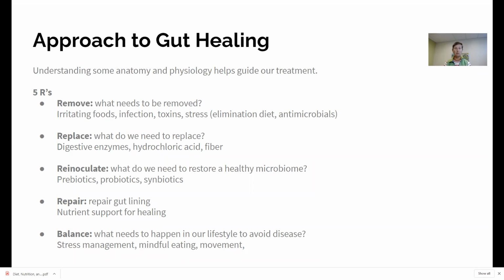When we think about re-inoculating, what do we need to restore this healthy microbiome? Sometimes we can think of prebiotics. We've talked about fiber before, so soluble fiber, inulin, there's fructooligosaccharides. There's different things we can do for prebiotics, and that's basically food that's feeding the gut bacteria.